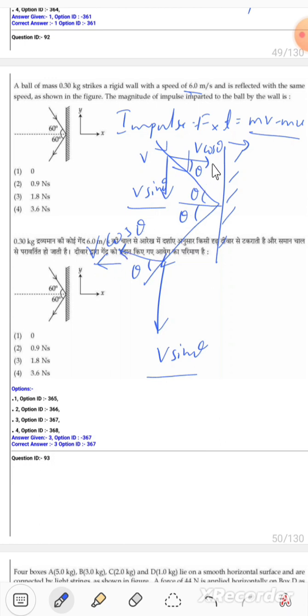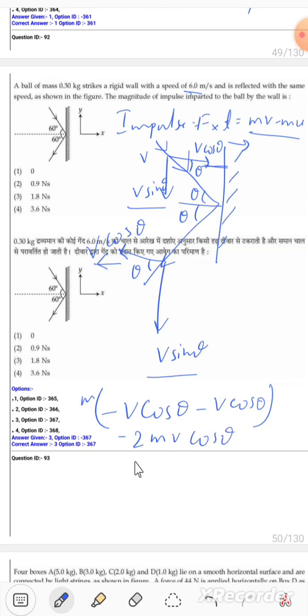So we are considering this v cos theta as positive direction, and this one will be negative. So the change in total momentum will be minus v cos theta minus v cos theta, into the mass, or finally you can write minus 2mv cos theta. As you can see in the question, they just asked us to find out the magnitude, so finally we just have to find out the value.